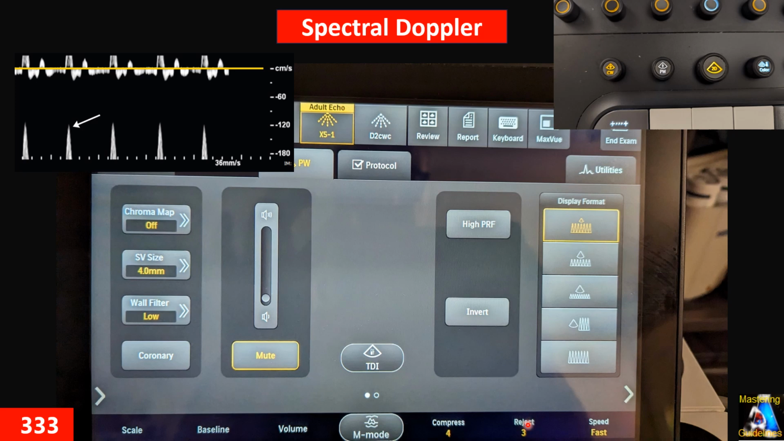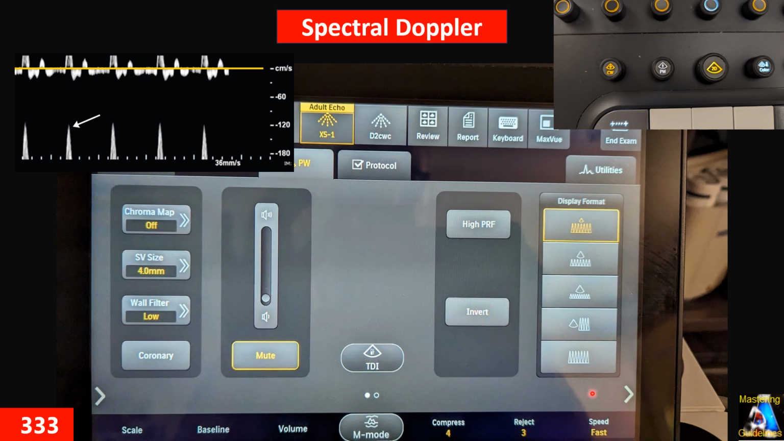Rejection has different levels. Again, it's increase or decrease. The rejection determines which Doppler signals should be rejected. It's kind of like the wall filter, but a little different. But generally, the function is almost that.